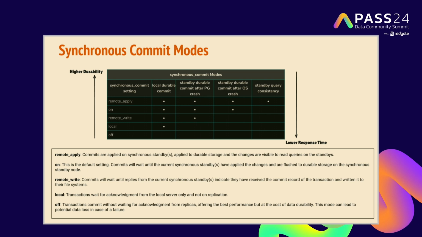Commits will get applied on synchronous standby servers on the file system, and it will not ensure that the changes are sent to durable storage or not. So remote apply and on provide the highest durability because it ensures that the data is flushed to durable storage. And for local and off, in case of local, the transaction waits for acknowledgement from the local server, and for off, it does not wait for any acknowledgement. It doesn't ensure that the changes are flushed to durable storage in the local server also.